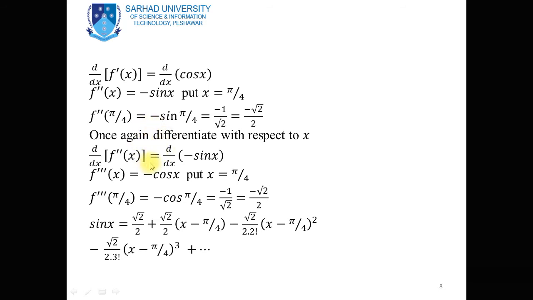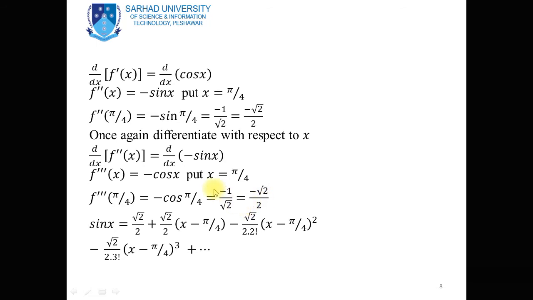Now once again differentiating with respect to x, after the second order derivative we are going to find the third order derivative. The third order derivative of the function is the derivative of minus sin x, which is minus cos x, and now putting x equal to pi by 4, the third order derivative of the function at x equal to pi by 4 is equal to minus cos pi by 4, and this is equal to minus 1 over root 2, which is equal to minus root 2 divided by 2.